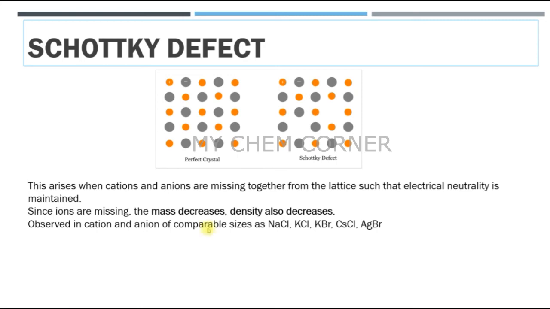So I've given you a few examples. You can choose any one of it when you're writing an example. You have sodium chloride, potassium bromide, cesium chloride, and silver bromide. These are observed in these ionic solids.